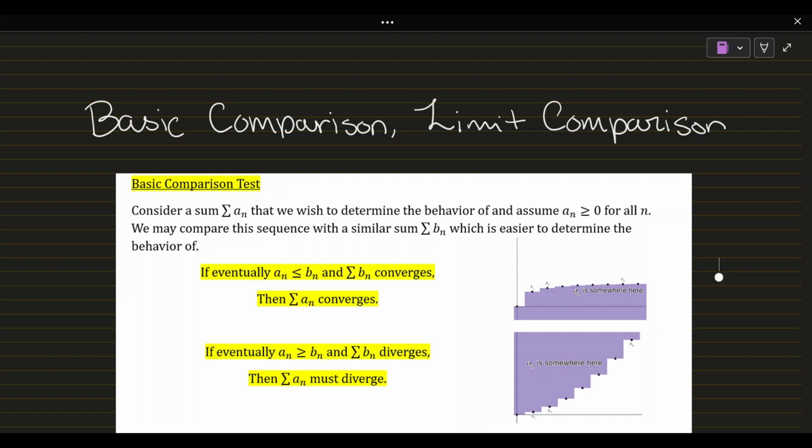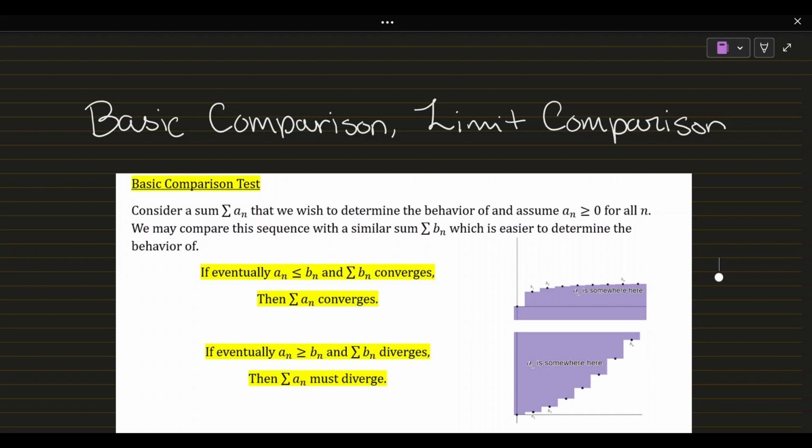So we consider a sum of a sub n that we wish to determine the behavior of, and in particular we take a_n to be greater than or equal to 0. So take a_n to be positive for all n. We can compare this sequence with a similar sum. We can take the sequence a_n and compare it to another sequence b_n, where the sum of b_n is easier to determine the behavior of.